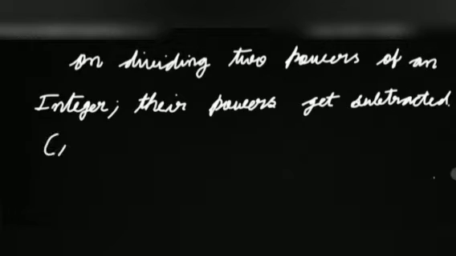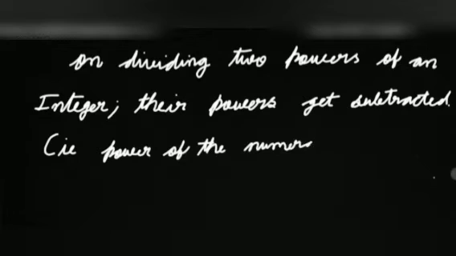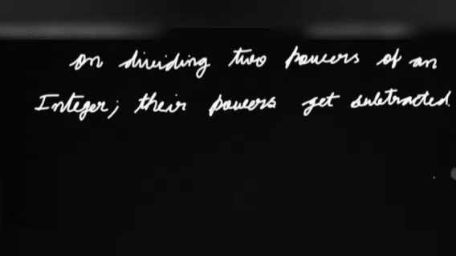Within bracket, please write down, that is, power of the numerator minus power of the denominator. Okay, there is no need to write like this. I think this would be enough. Their powers get subtracted. a raised to m by a raised to n is equal to a raised to m minus n. Okay. So write down one example, please.